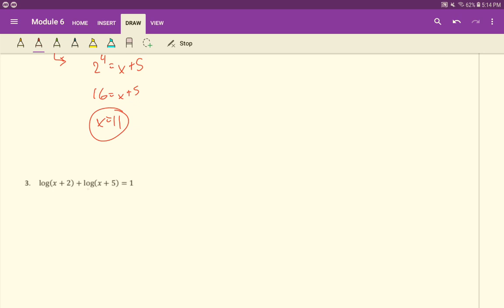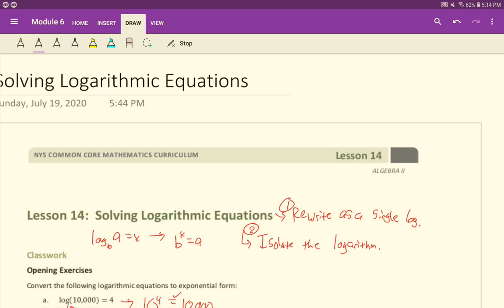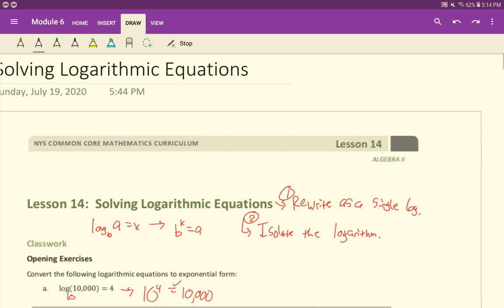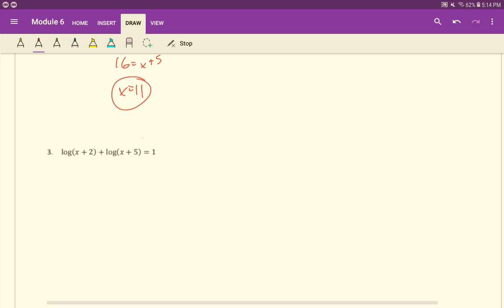This one's a little bit different because we have 2 logarithms. Remember that I said we should rewrite as a single logarithm first and then isolate that logarithm, and we have 2 in this problem, so let's rewrite it as a single logarithm. We're going to do that because addition between 2 logarithms becomes multiplication. So it'll be x plus 2 times x plus 5 equals 1. Again, this is base 10, so to eliminate the log, we'll rewrite in exponential form. 10 to the 1 equals x plus 2 times x plus 5.